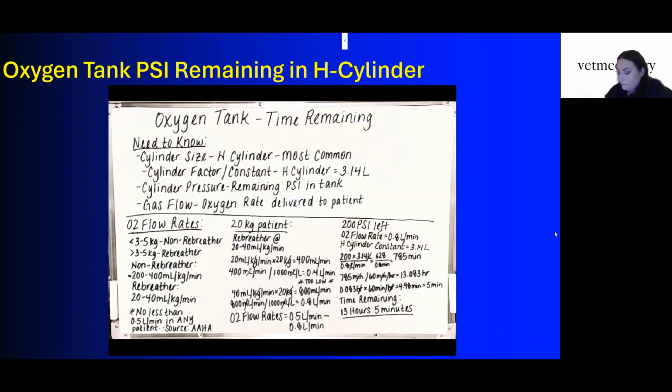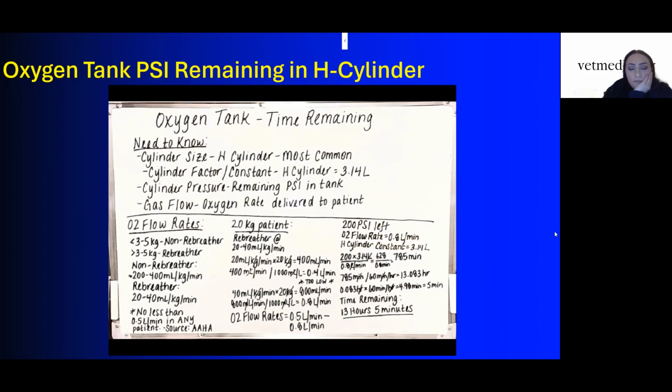We're going to be talking about flow rates first. According to AHA, anything less than 3 to 5 kgs goes on a non-rebreather. Anything greater than 3 to 5 kgs goes on a rebreather. So non-rebreathers are running oxygen flow rates at about 200 to 400 mils per kg per minute. Rebreathers are running at 20 to 40 mils per kg per minute, with no less than 0.5 liters per minute in any patient on a non-rebreather or a rebreather.